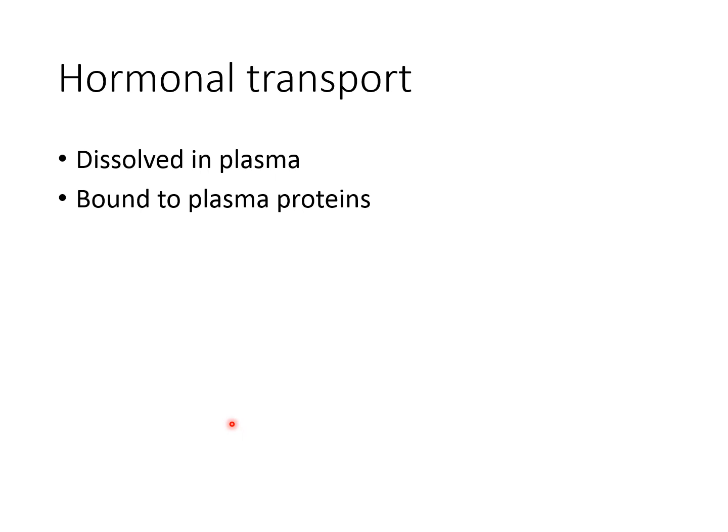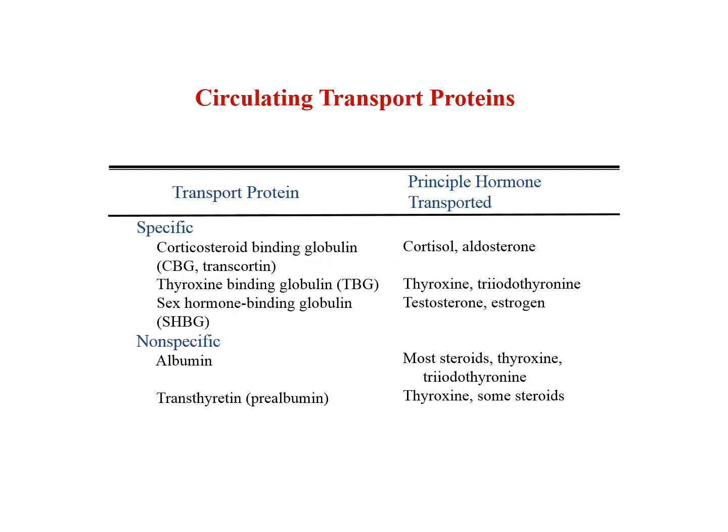Let's talk a little bit about the transport of the hormones. They could be dissolved in the plasma, and these are free hormones. And some hormones have really high affinity to bind with some plasma proteins. I just mentioned this, I just want to refocus on it. If you look at this slide here, we have specific binding proteins for specific hormones like corticosteroid binding globulin. This usually binds cortisol and aldosterone.